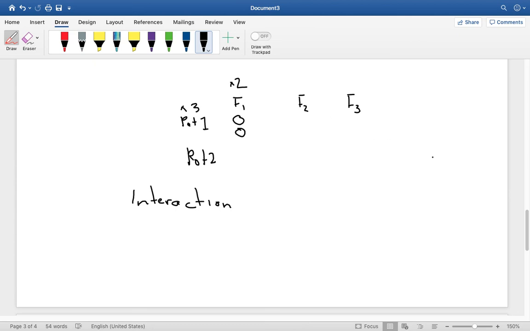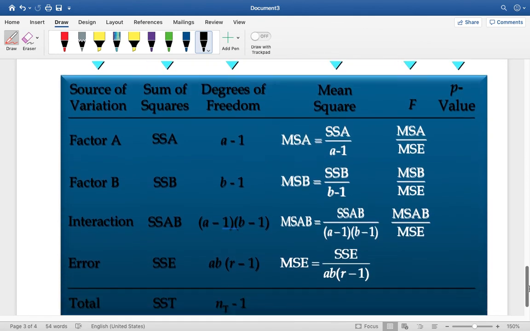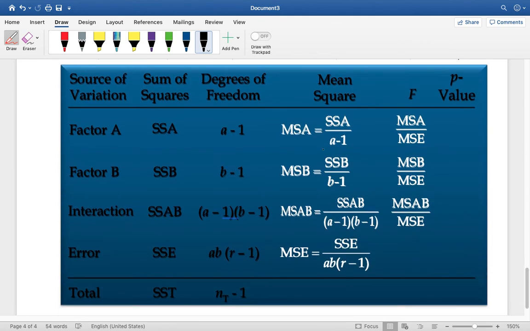The actual outcome, the output from Excel, will look something like this, as you can see in the table in front of you. And now we're going to do an example.